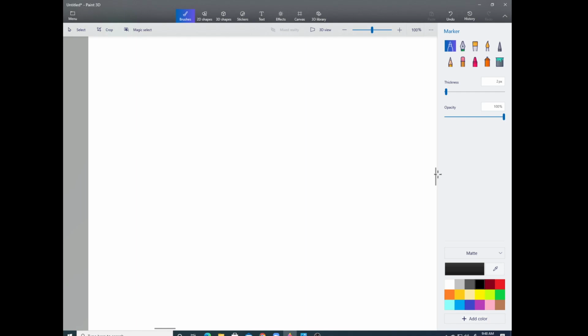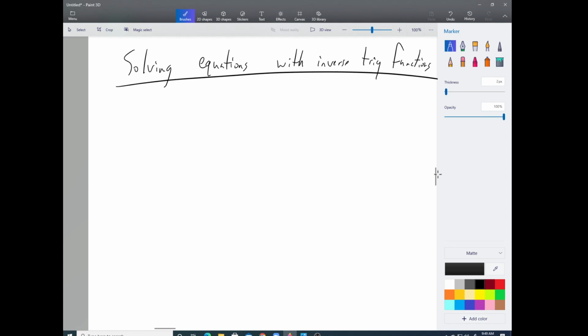Doesn't always get across. Okay, so let's do, and I'm only going to do a couple of these, solving equations with inverse trig functions. And then we're going to get ourselves into the calculus of it all.